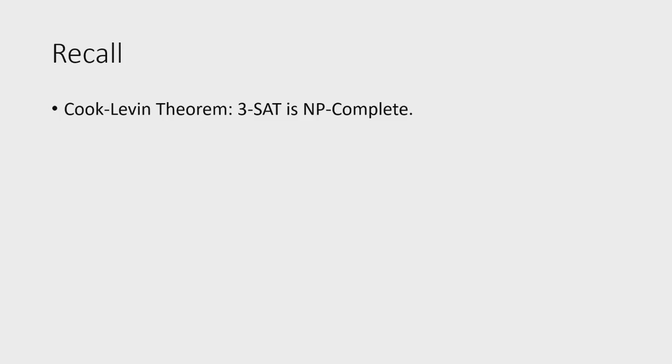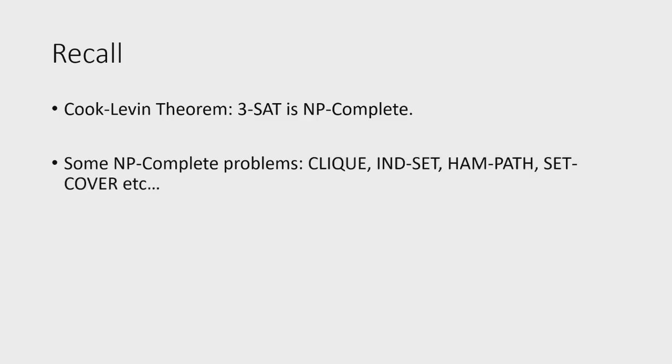After this you would have also seen some NP complete problems. For example, you would have seen that clique is NP complete, the problem of independent set is NP complete, the problem of finding a Hamiltonian path is NP complete, the set cover problem is NP complete, and so on. You would have also seen the complexity class co-NP. co-NP is the class of all languages L such that the complement of L is in NP. For example, clique is NP complete, so it is in NP. So the language clique complement would be in co-NP.